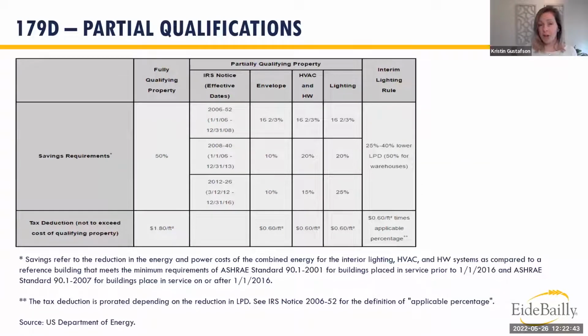For buildings that aren't able to clear that 50% savings threshold as a whole building, we can look at each of the systems individually to see if partial qualification is possible. So each of those systems, envelope, HVAC, and lighting, they have different qualifying thresholds, which are shown here in pretty tiny font. But for envelope, that threshold is 10%. For HVAC, it's 15%. And for lighting, the threshold is 25%. And again, we use energy modeling to calculate the savings for each system. Qualification for any of these systems individually is 60 cents per square foot.